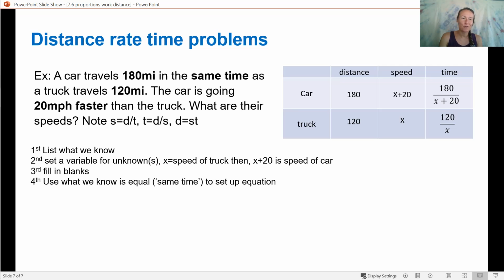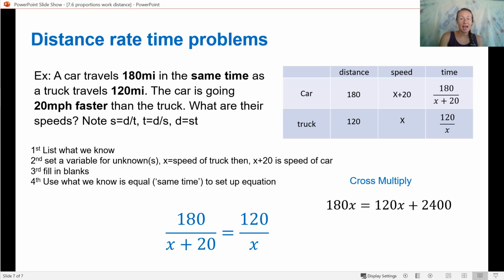And we also know that the time the car was driving and the time the truck was driving are equal. We can use that final piece of information to set up our equation, right? Once we have our equation, it's a proportion. We can cross multiply and then solve for x. So we get that x is 40.